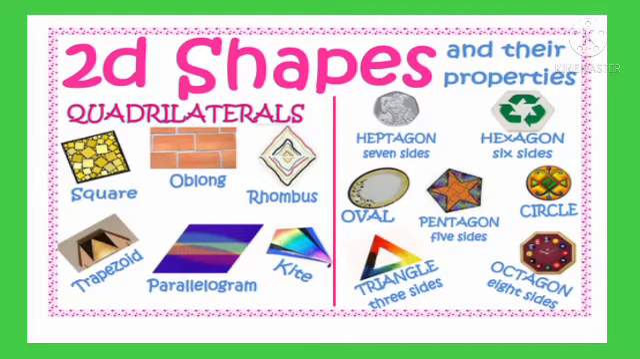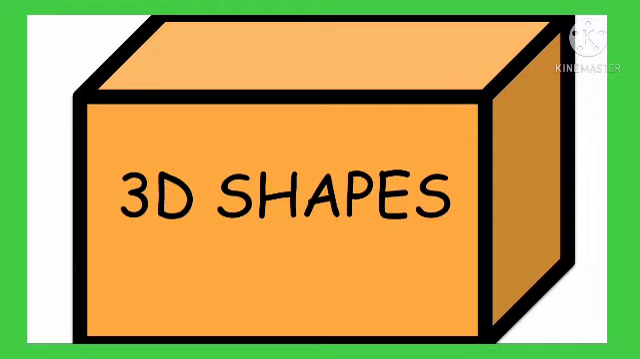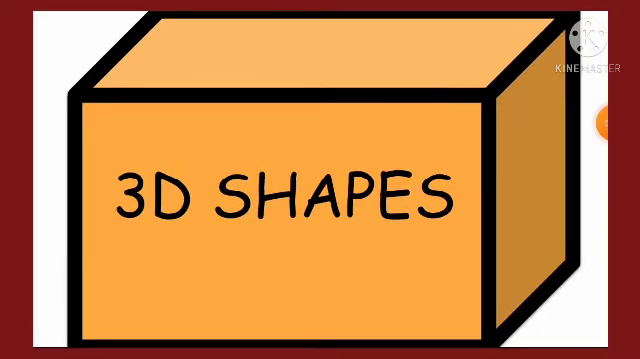Now, I hope you all understood what 2D shapes are, the examples of 2D shapes, and the properties of 2D shapes. Now, let us see the properties of 3D shapes.